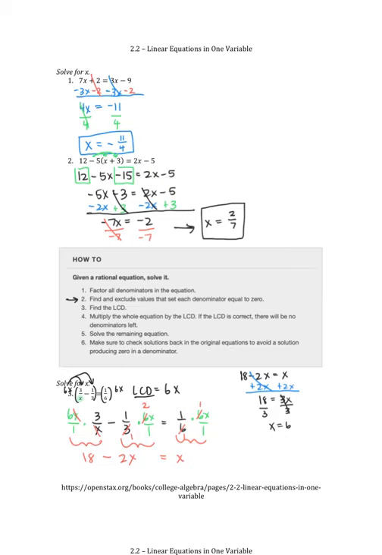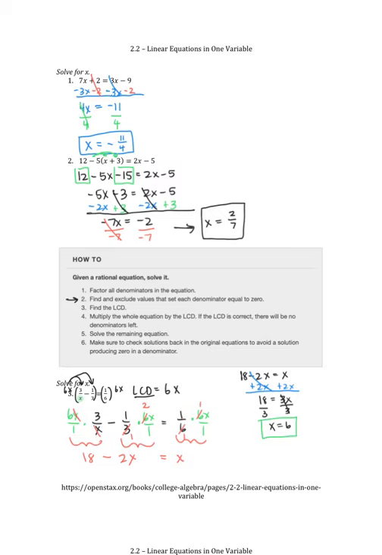You only have to worry about the denominators that have a variable in it, because you're not going to plug your answer into a denominator with no variable. So the only denominator we have to worry about, even though I highlighted 3, is the x. So we want to know, if we plug in 6 for x, is that going to give us a 0? No, it will not. So if it doesn't give us a 0, this is a valid solution.